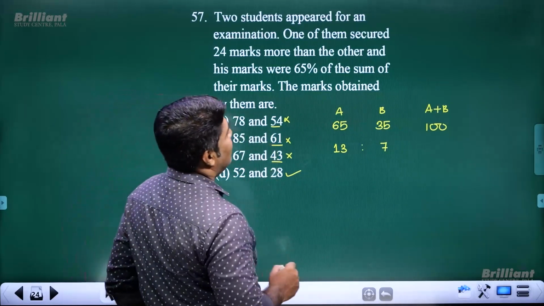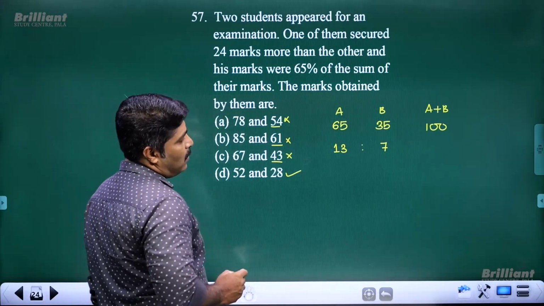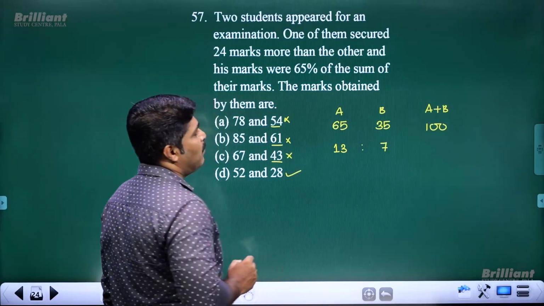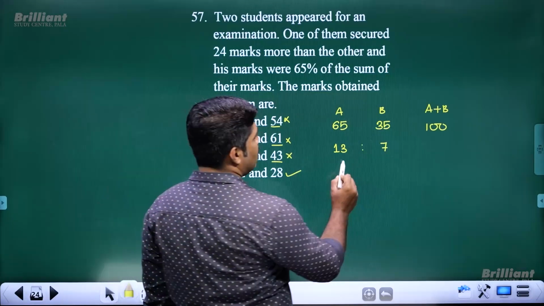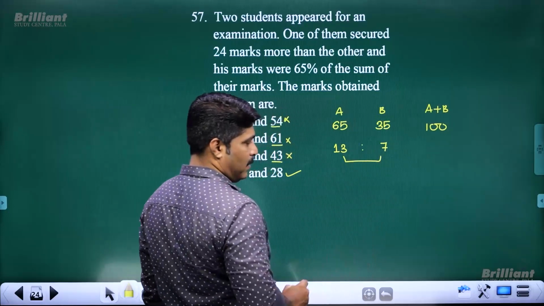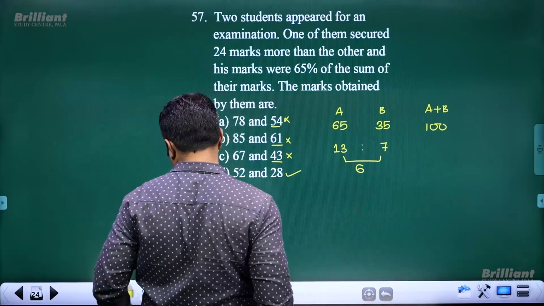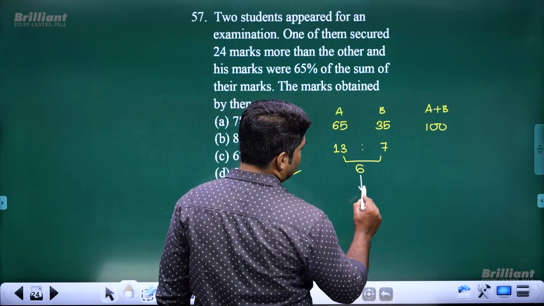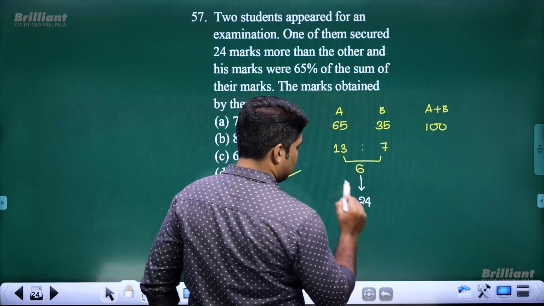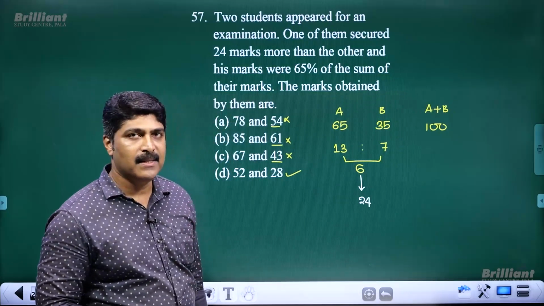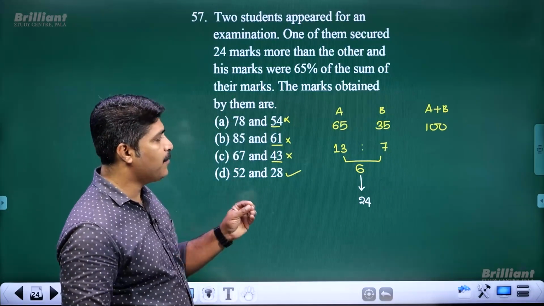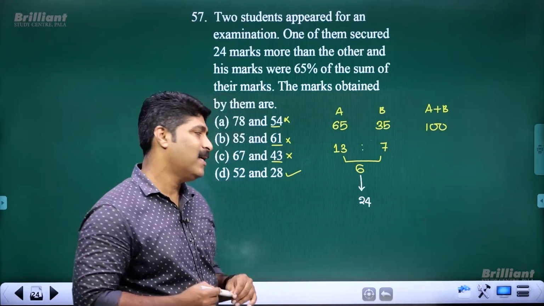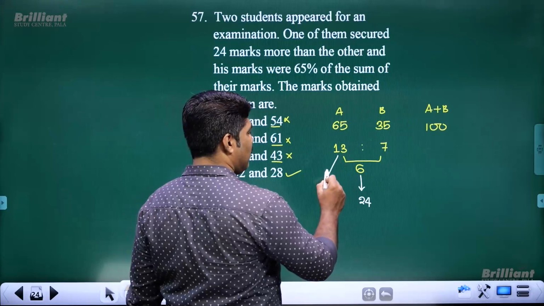It is given that this highly scored student scored 24 marks more than the other student. So, you just simply check what is the difference here. So, here the difference is 6. So, this 6 is representing 24 marks. Now, you just consider the concept of unitary method. The 6 into 4 will be equal to 24. Therefore, this is 13 into 4.